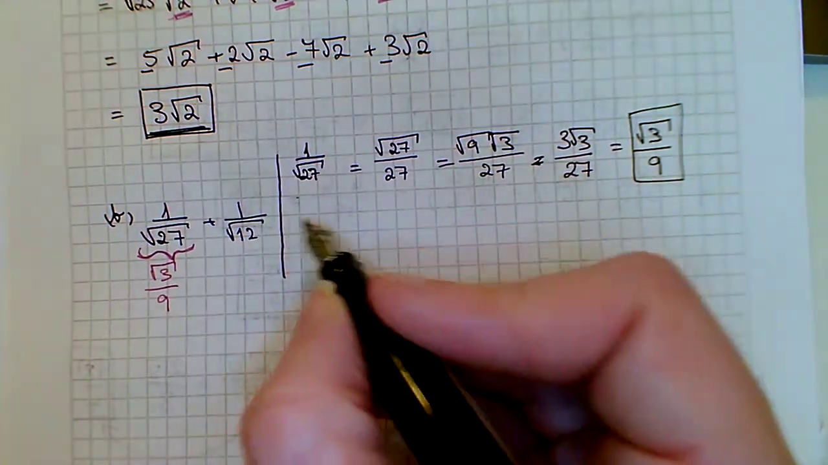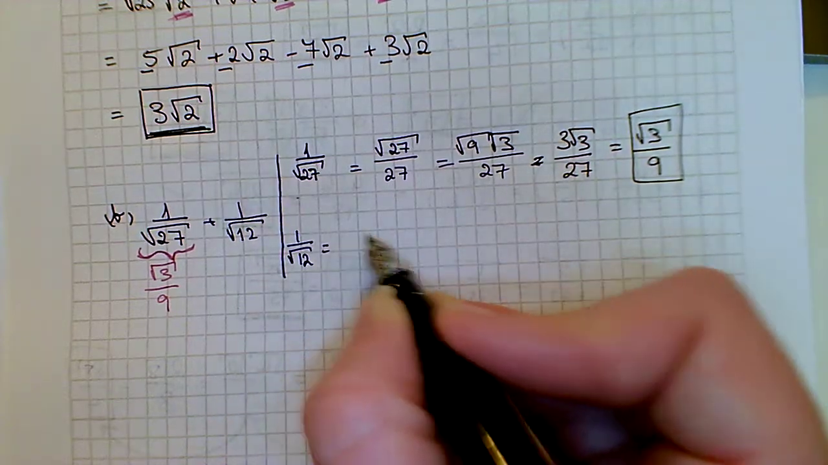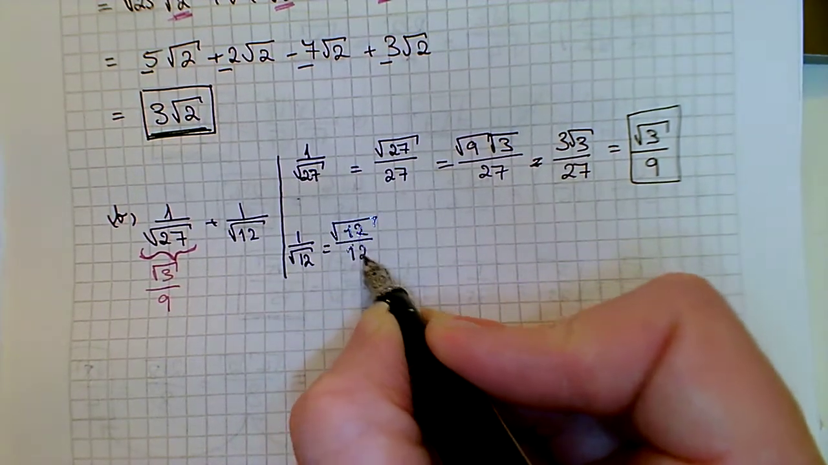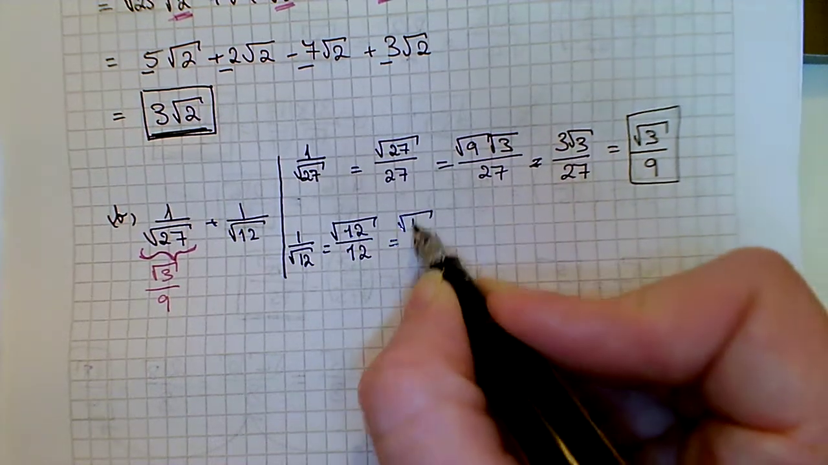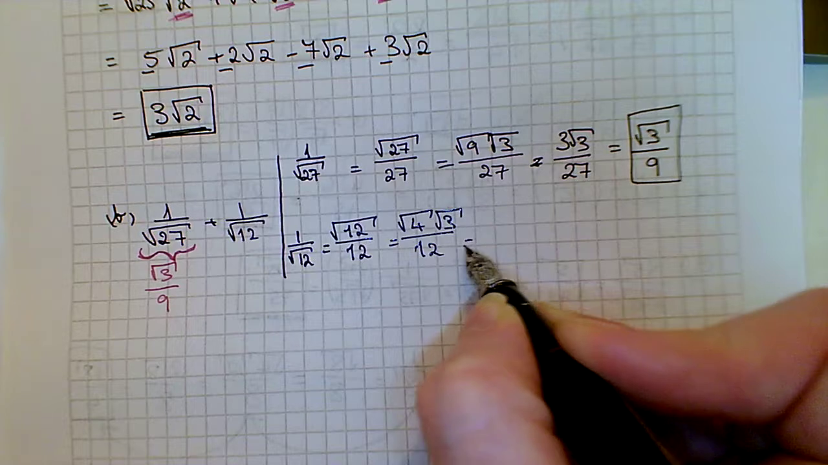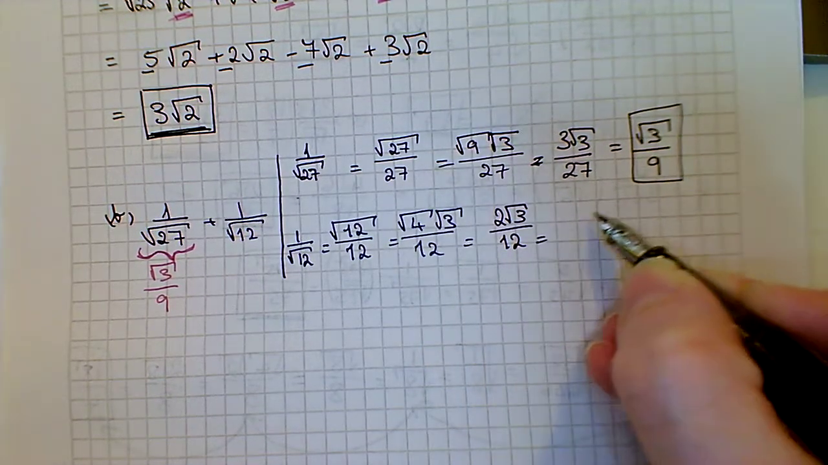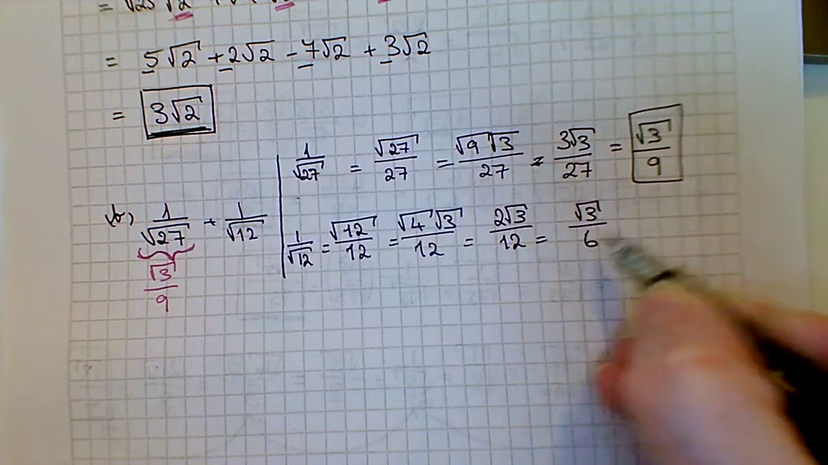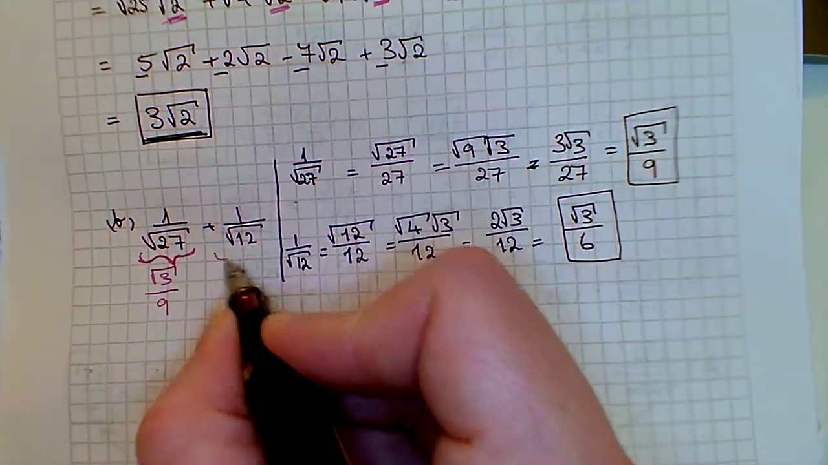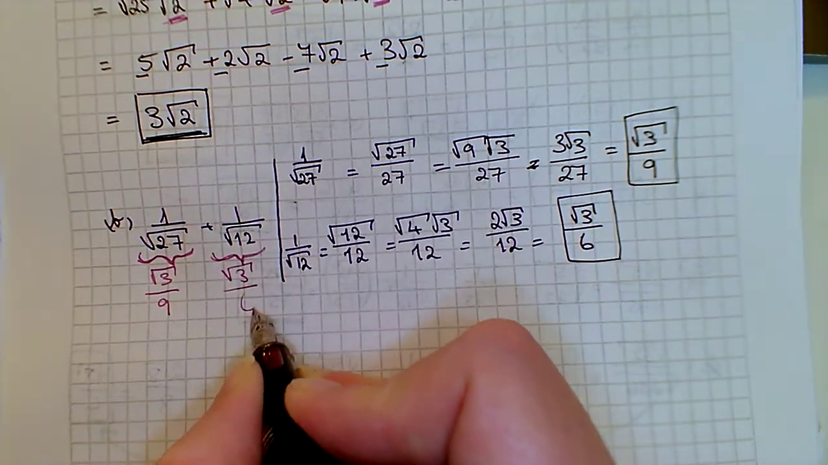What about the second one? We've got 1 over the square root of 12. And we know, following the pattern from other rationalizings, that that's the square root of 12 over 12. But there's a perfect square that divides into 12, and that's 4. So this can be written as 2 root 3 over 12, which simplifies to the square root of 3 over 6. So the second part of my sum can be written as the square root of 3 over 6.